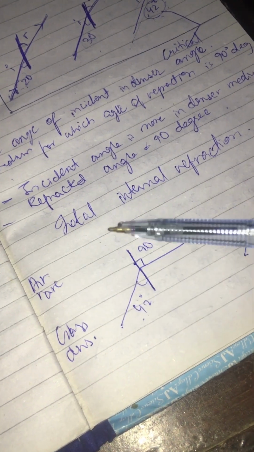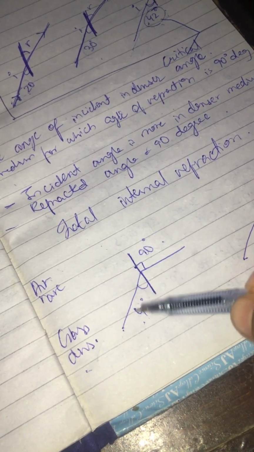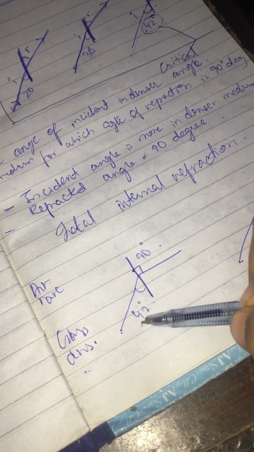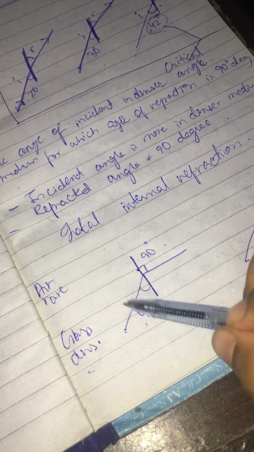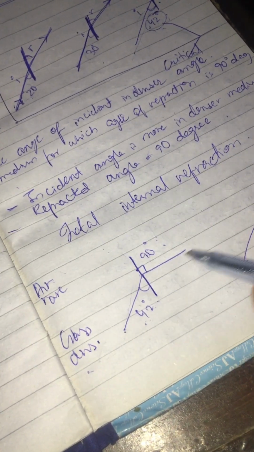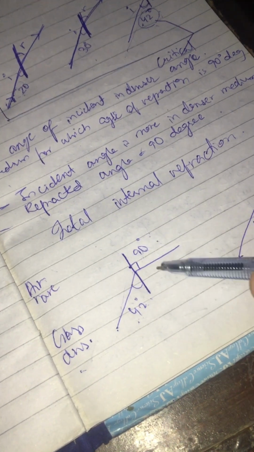Here is the air, here is the glass. Air is a rare medium, glass is a denser medium. So here is the critical angle of glass, 42. This line would be going from the denser medium to the rare medium, like from glass to air. So it would move in this direction and create a 90 degree angle. So that is the critical angle.